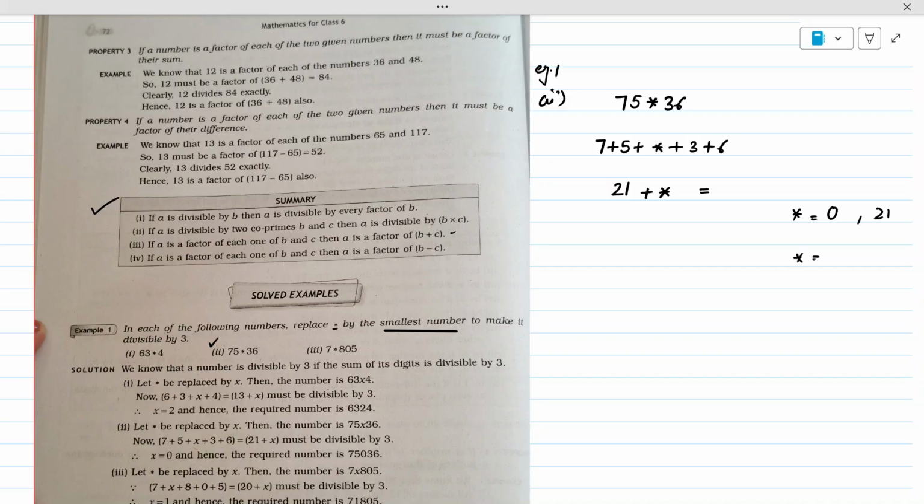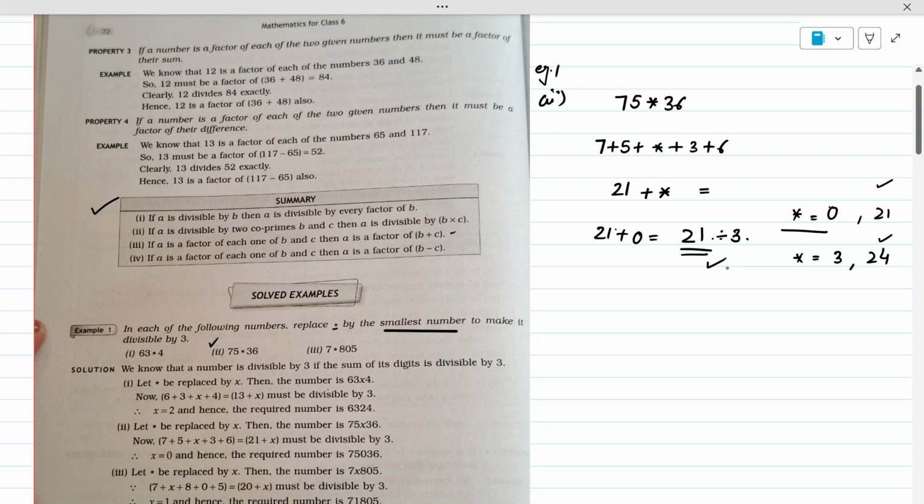I can take this star as 3 and the complete number will become 24. This 21 and 24 both are multiples of 3. But since we are asked to find the smallest number, we will take 0 here. So we will take star as 0 and this number will become 21 plus 0, that is equal to 21 here. And this 21 is completely divisible by 3. This is completely divisible by 3 because it comes in the table of 3 also. It's a multiple of 3, right?